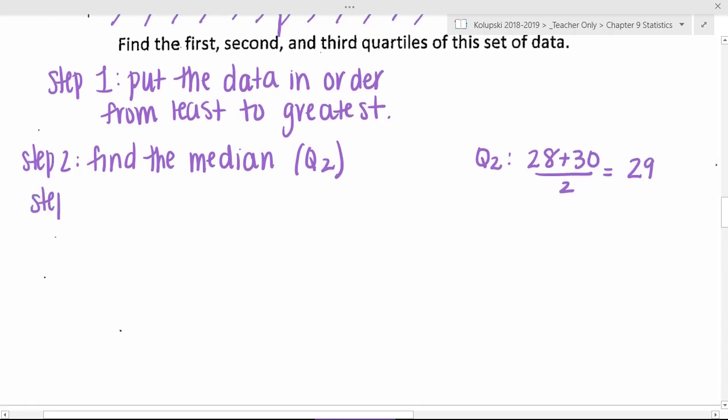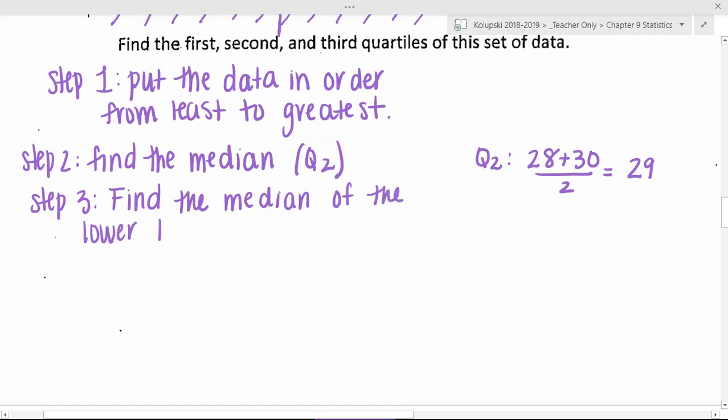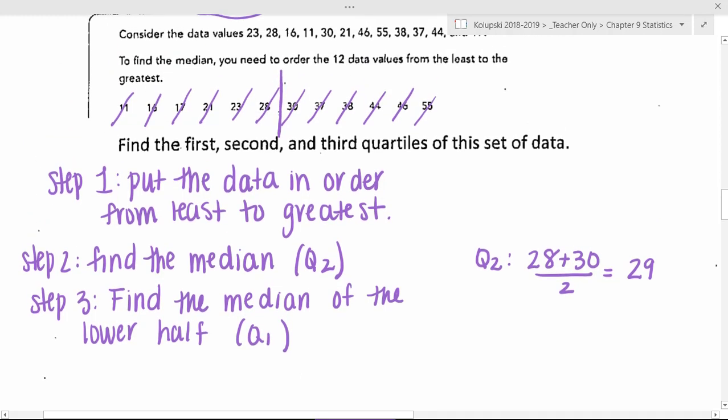Step number 3. We are going to find the median again, but this time we're going to find it of the lower half. And we call that quartile 1. So I'm going to cover up all of these values. I don't need them right now. I'm only dealing with the lower quartile.